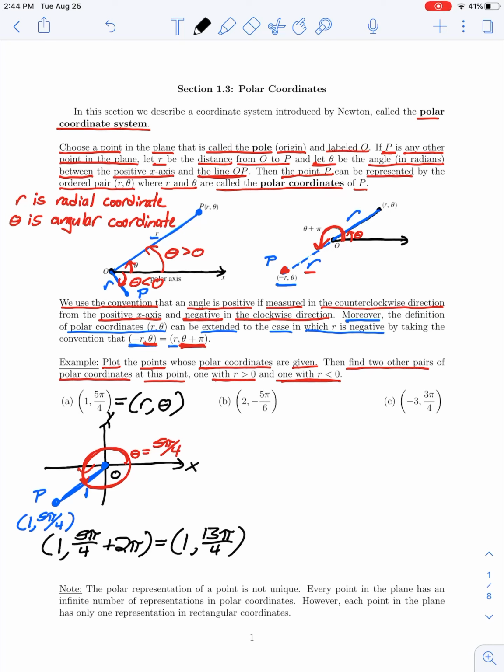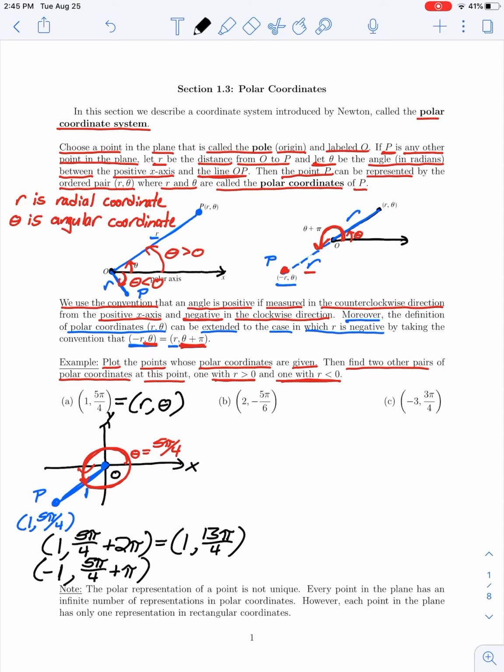Now, if we want a representation in polar coordinates where r is negative, we could change the value of r to negative 1, and by making that change, I would have to take the angle that I was given, 5 pi over 4, and either add or subtract pi to that value, so that I would rotate by another 180 degrees.